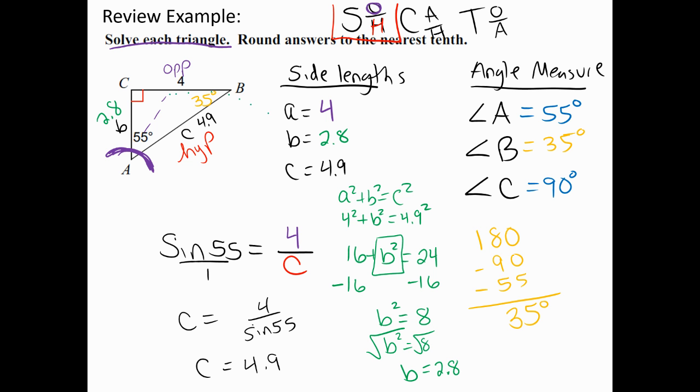And so that's how you find all of the sides and all the angles of a right triangle.